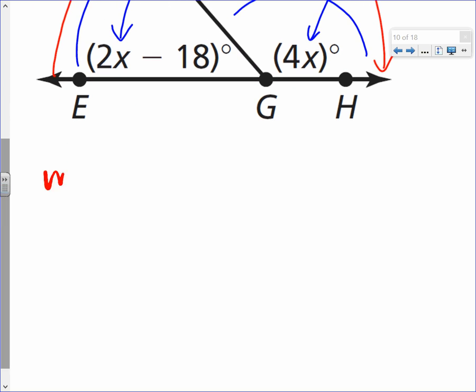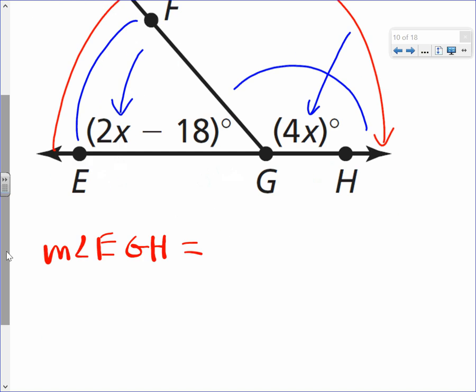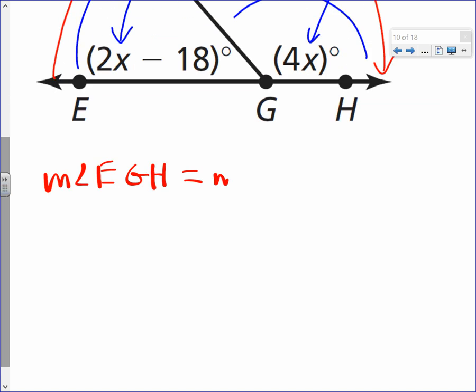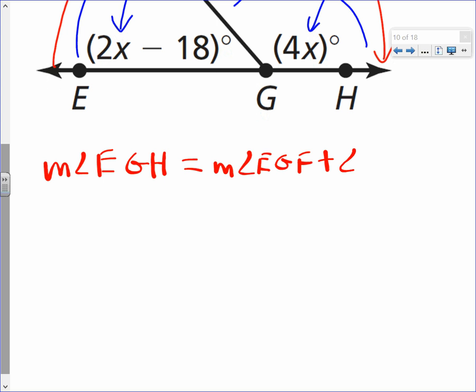The measure of angle EGH, that's a big angle, equals to the, let's see, the small one would be EGF. Look at, this is the EGF right here, the 2x minus 18. So the measure of angle EGF plus FGH. Rocking and rolling. I trust that's logical, right? The big one equals the 2 small ones.